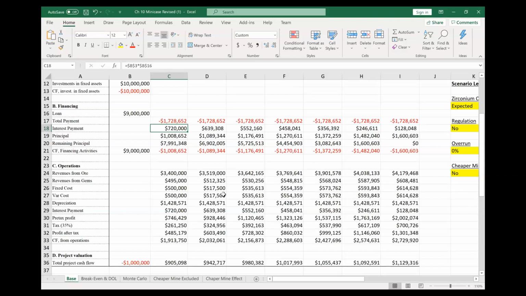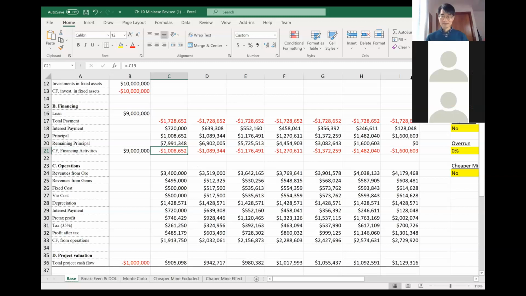What I'm saying is that when you look at the balance sheet, when you borrow $9 million, your long-term debt will go up by $9 million in your balance sheet. In year one, your long-term debt will decrease by $1 million. So these will show up in the balance sheet and not in the income statement. Was that an answer to your question? Yeah, thank you. You're welcome.